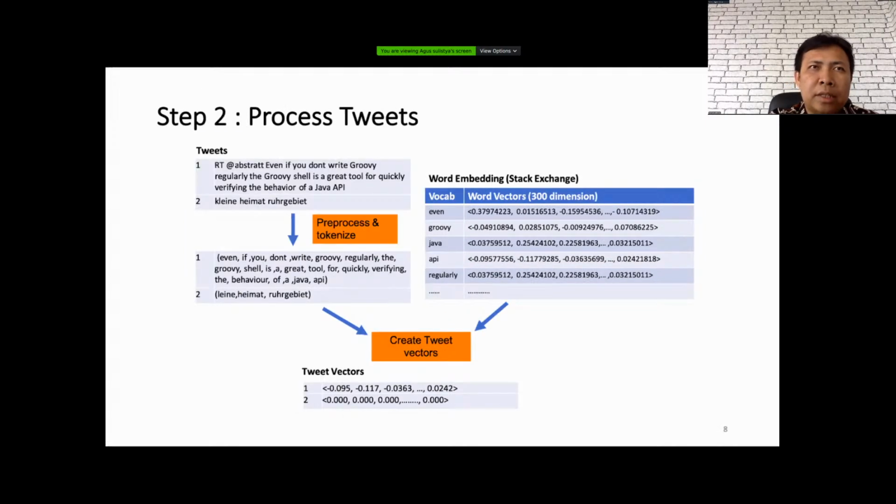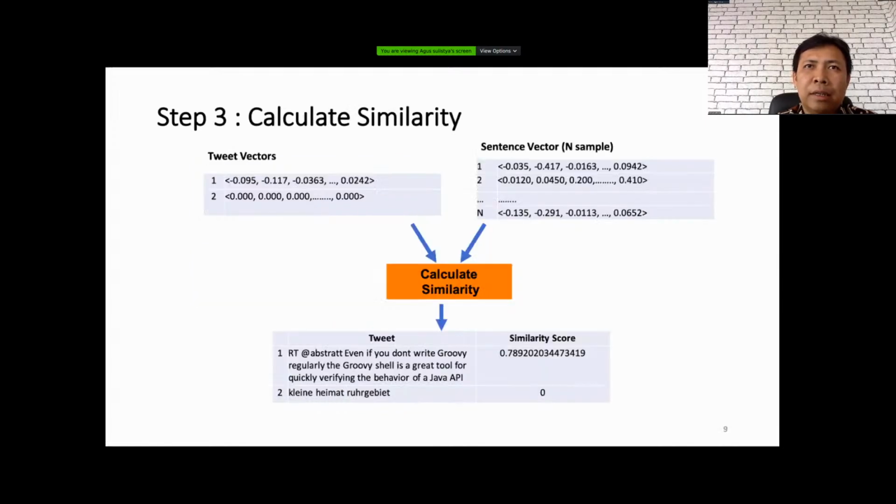In the next step, we tokenize each tweet into words. For each word, we look up its weight from the word embedding models. Then we take the average value of the word embeddings for all words within the tweet. At the end, we have vectors representing all tweets in the dataset.